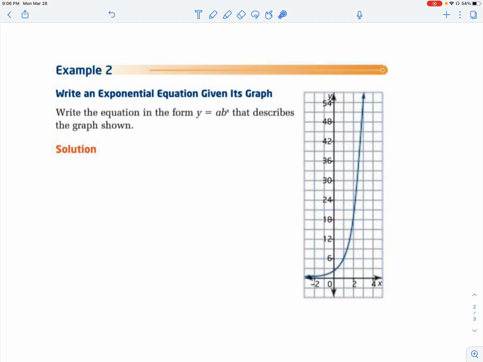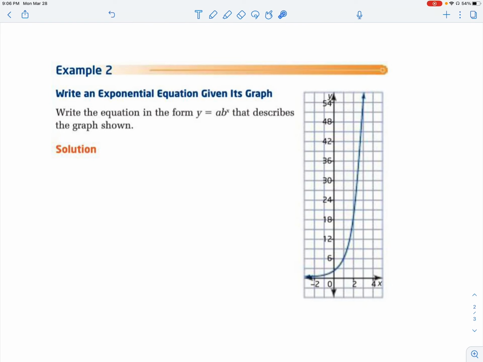Hi, welcome back to our second example for 3.4, properties of exponential functions. In this example, we're going to take a look at a graph and then try to determine its equation, which will be in this form, y equals a times b to the exponent x. There is a nice simple way to do this.